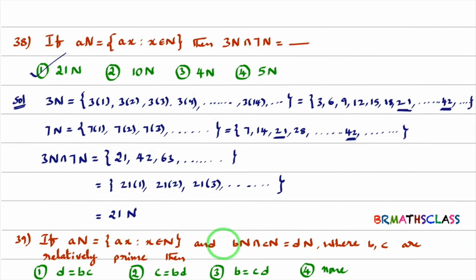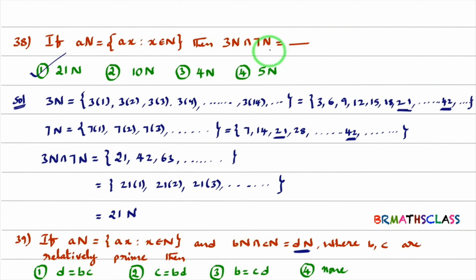Now you see the second problem, also of the same type. You observe the question first. The set an contains elements of the form ax, and they are saying that bn intersection cn is dn, where B comma C are relatively prime. Relatively prime means the GCD of the elements B comma C is 1.